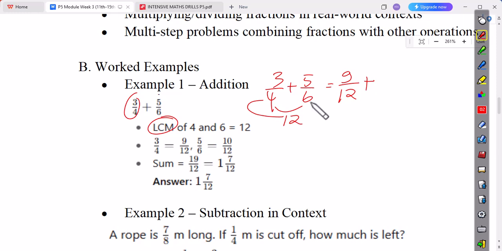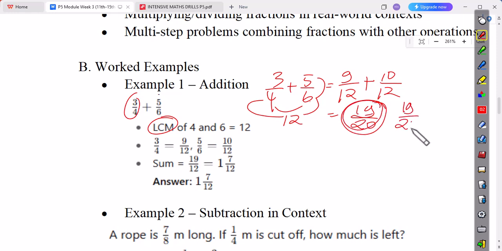Plus 12 divided by 6, 2 times 5. We got 10 out of 12. So we got 19 out of 12. And this kind of fraction is improper fraction, which the numerator is bigger than the denominator. So it means we have to change it into the mixed fraction. Oh no, this is already proper fraction. Okay, this is already correct. Yeah, we made a mistake here. Out of 12. So the answer is 19 out of 12.